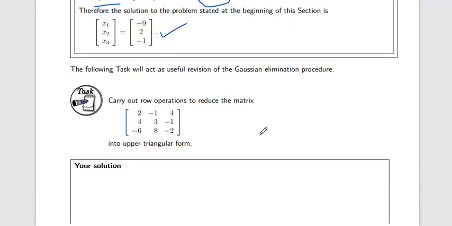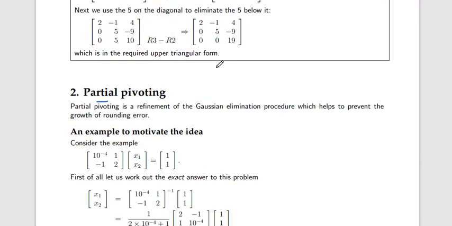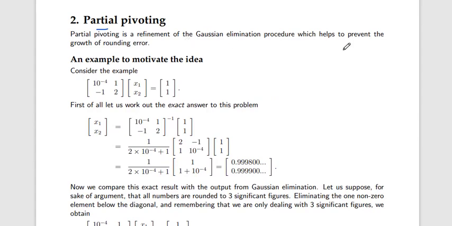Okay, now let's start with our new topic of partial pivoting. Okay, what is partial pivoting? Partial pivoting is a refinement of the Gaussian elimination procedure which helps to prevent the growth of rounding error. Okay, let's forget about this statement and start with some examples, then we will discuss this definition. Okay, now here is an example. These are two linear equations.